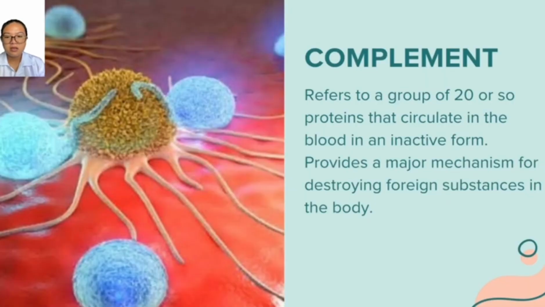Complement. Complement refers to a group of 20 or so proteins that circulate in the blood in an active form. When activated, these proteins work together in a cascade of reactions, ultimately leading to the destruction of pathogens, aiding in inflammation and enhancing the overall immune response against foreign substances in the body.